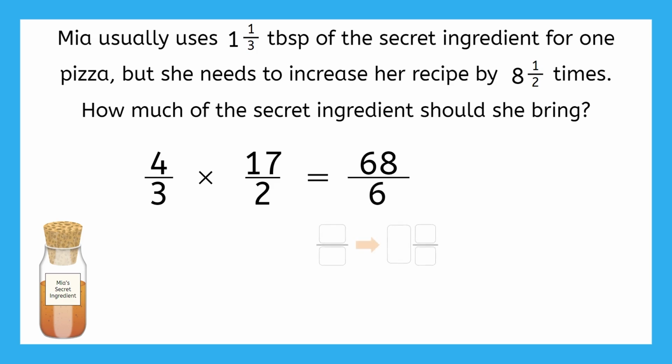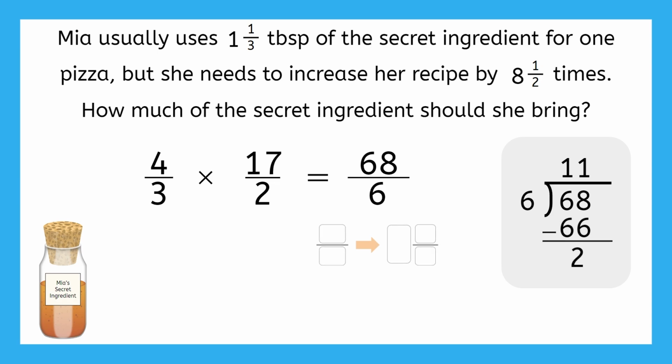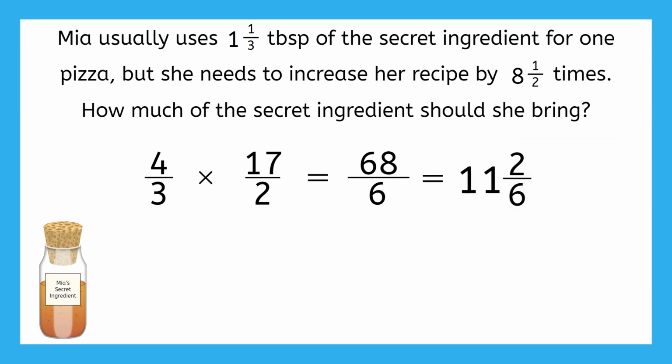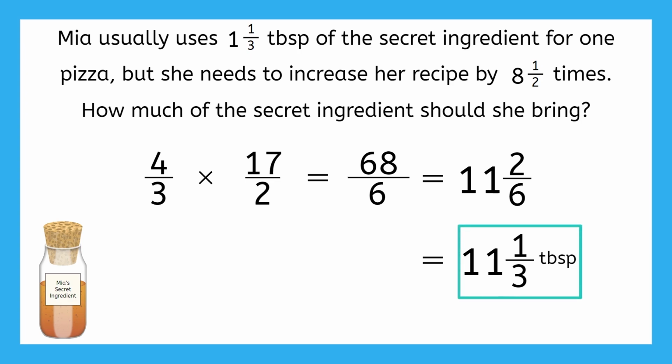Let's regroup this improper fraction back into a mixed number to get our answer in simplest form. 6 goes into 68 11 times with 2 left over. Then 2/6 can be simplified further to 1/3. Mia needs to bring at least 11 1/3 tablespoons of her secret ingredient.